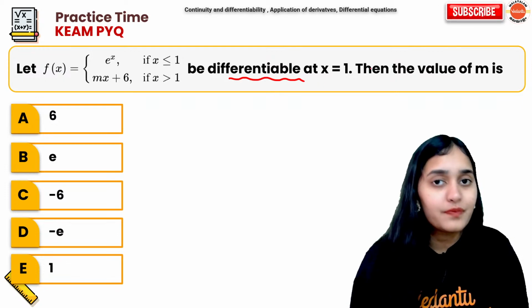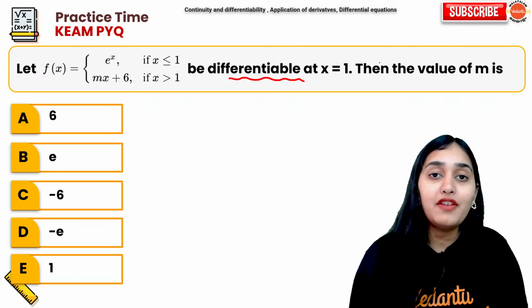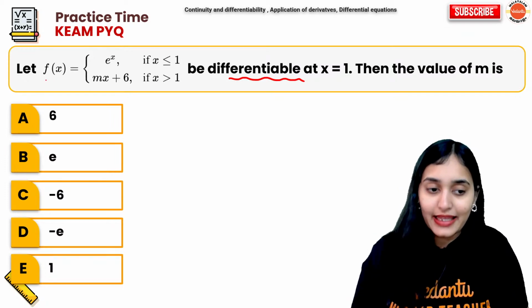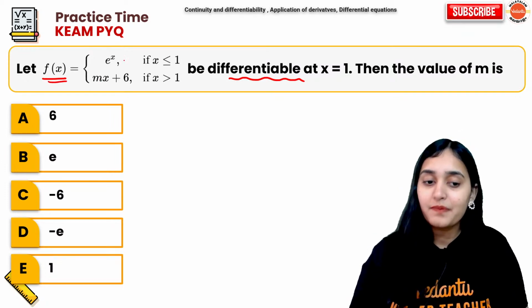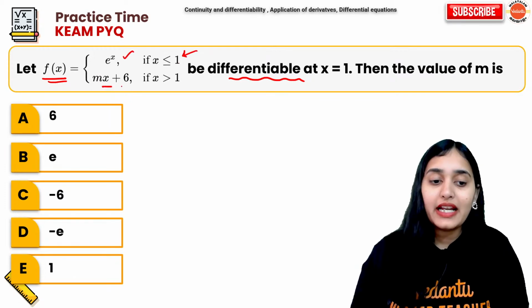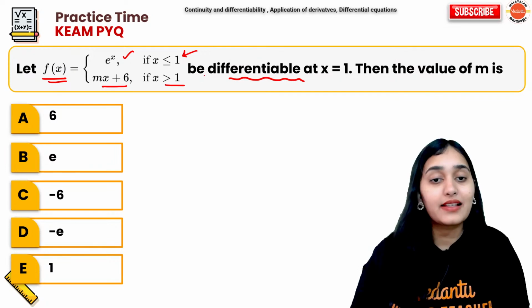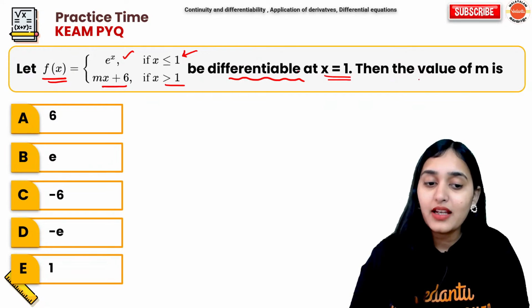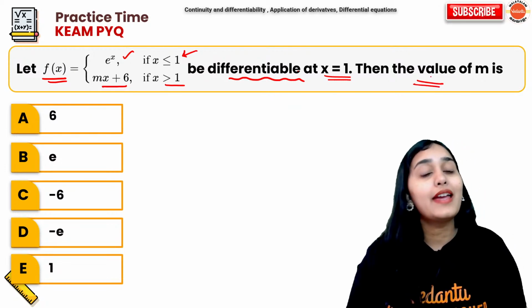Differentiability. I told you what type of questions will come from differentiability. How you have to solve it, I will tell you now. They are saying that there is a function f of x. It is e to the power x when x is less than 1, and mx plus 6 when x is greater than 1. It is differentiable at x is equal to 1. Then what is the value of m?